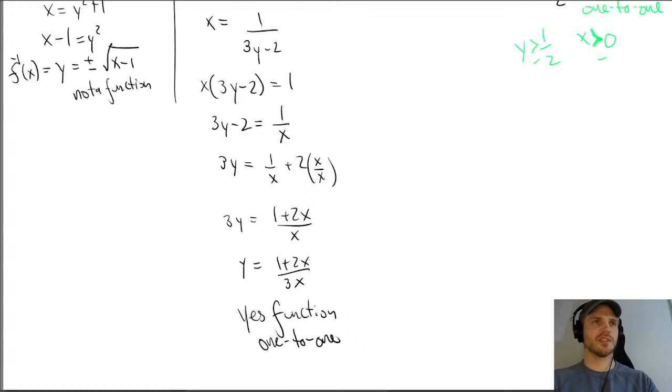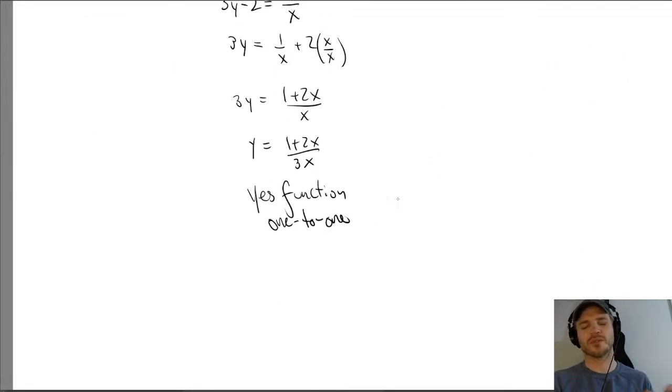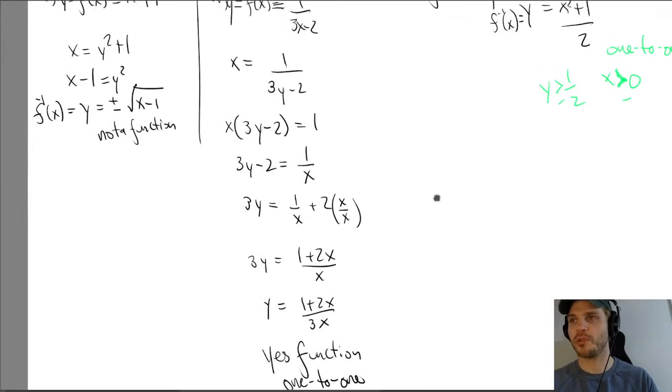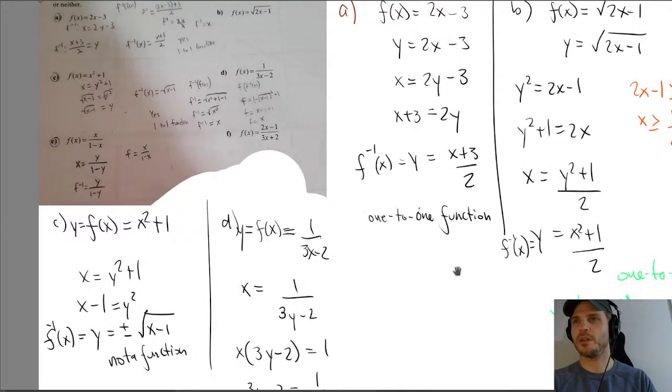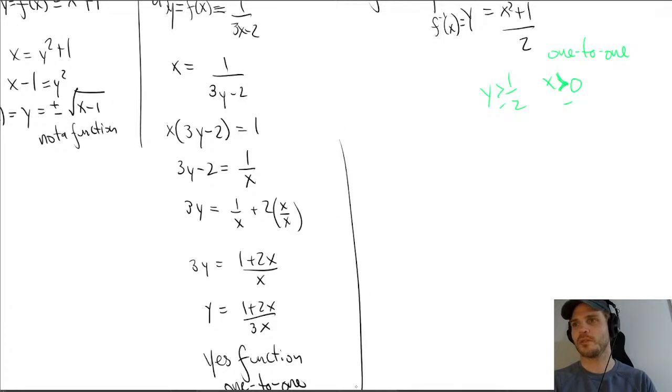I have to see the definition and function notation. The way you should think of these is like it passes the vertical line test and the horizontal line test. If you get both of those, you're good to go. E, x over 1 minus x.